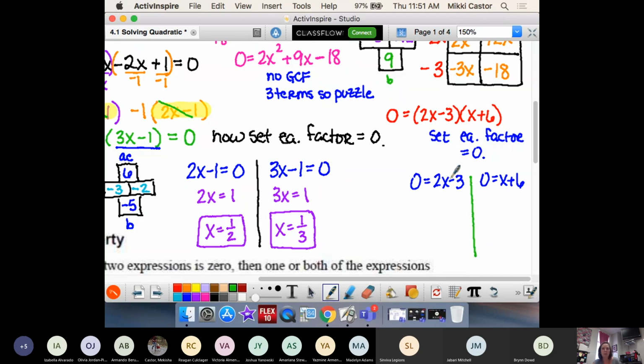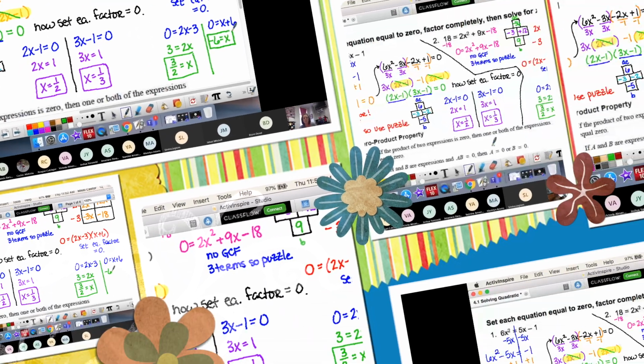To finish solving over here, I would add my 3 over. So 3 equals 2x. Divide both sides by 2, so 3 over 2 equals x. Over here, all I need to do is subtract my 6 over, so negative 6 equals x. Okay.